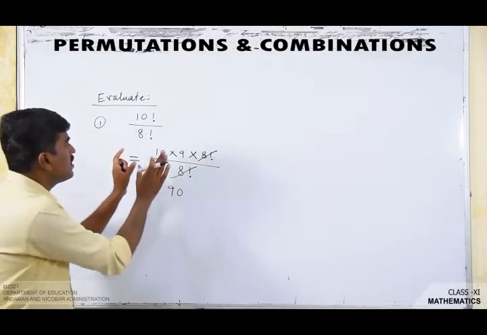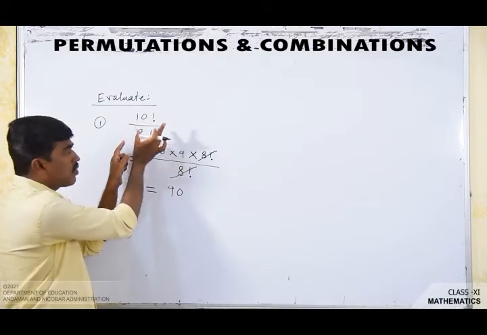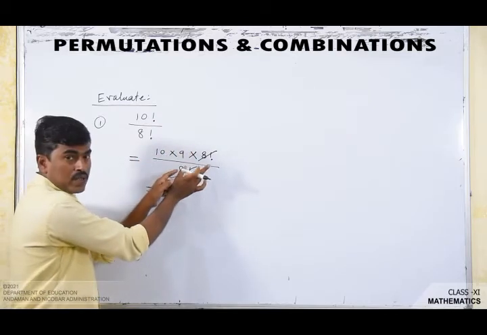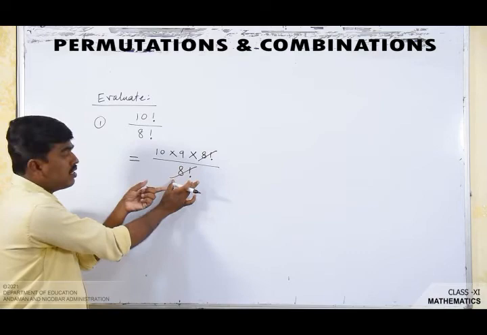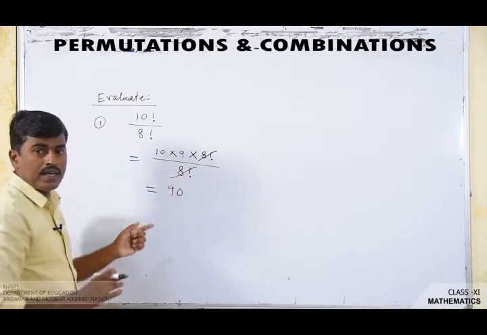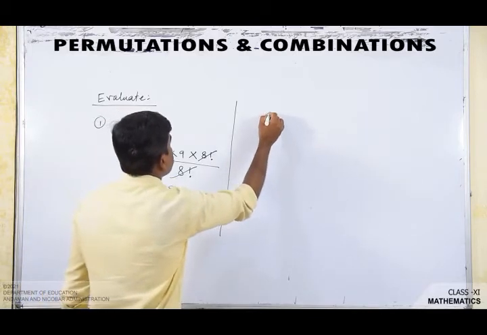It is better to do it in this way: we have to expand this 10 factorial as 10 into 9 into 8 factorial. You stop at 8 factorial, then the denominator is 8 factorial there. So divide it, you will get 10 nines are 90. Now let us take the second question.